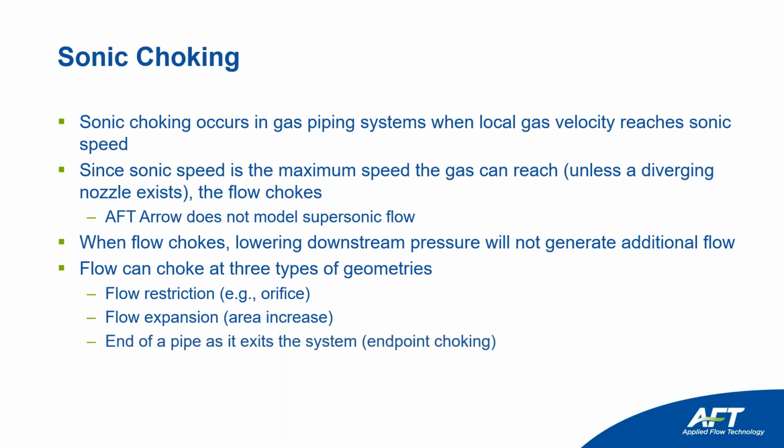And then finally, you can have sonic choking at an end point of a pipe as it exits your system. Maybe it's discharging into the atmosphere, maybe it's just discharging into a discharge tank. Either way, if you think about how the gas velocity continues to increase exponentially down a pipe, it can hit that Mach number of 1 by the outlet, and that's where you'd have sonic choking. So all three types can happen, and they can all happen in a single system, and you're going to see an example of that a little bit later on.